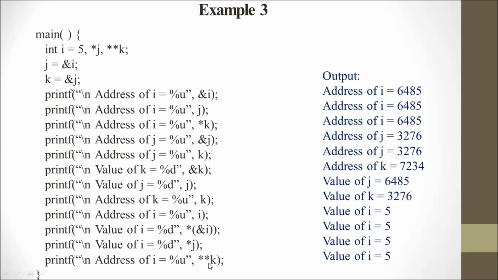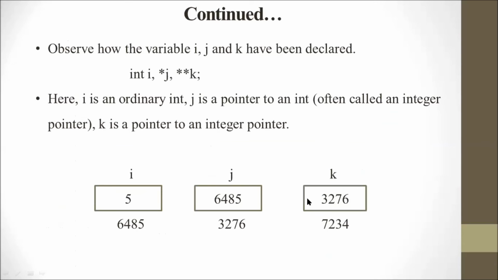And in the last, this is the pointer to pointer k, meaning a double pointer, so this will also print the actual value of i. So we use a double pointer, and this prints the actual value of i. I think you understand the concept of the pointer clearly.